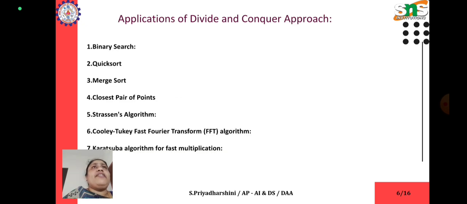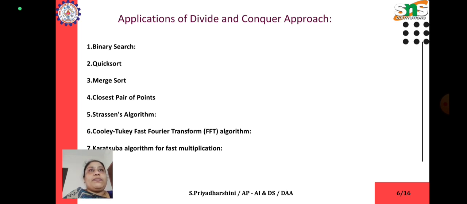So the applications: we can use it in binary search or in sorting algorithms like quick sort or merge sort. Initially in binary search, we divide into two halves and then find the best one. In quick sort also, we divide the problem into smaller instances, then find the pivot element and then sort. In merge sort, we again divide into two equal parts and then do the sorting.